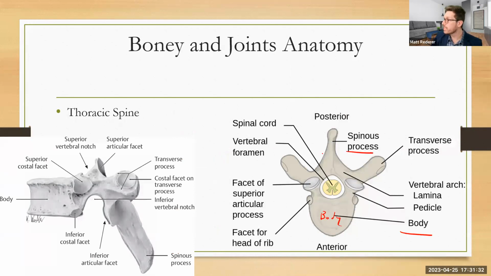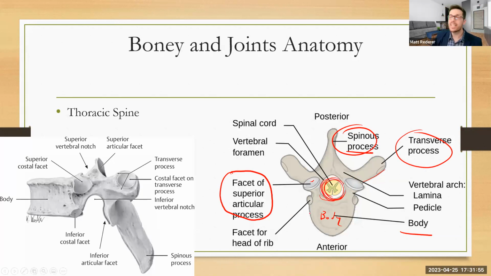Your spinous process looks a little different. It is just one finger-like structure that protrudes at the back. We have these wings on the side, the transverse processes. We have articulating processes here, these facets, and the foramen in the middle where the spinal cord goes through.